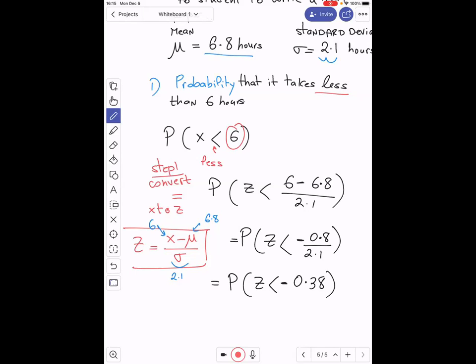Now that's the first step. So you convert your x to z. This is very similar to the homework, like in the first exercise.